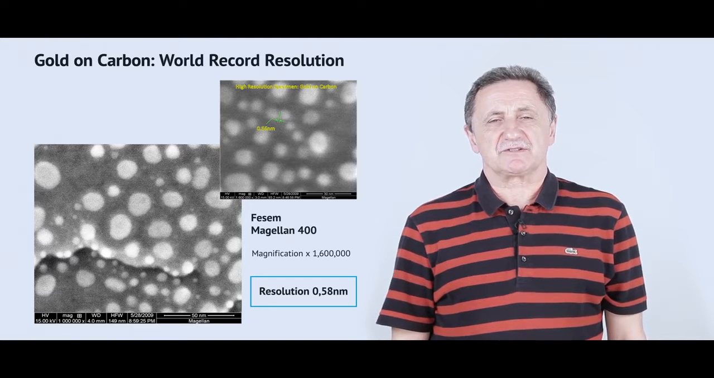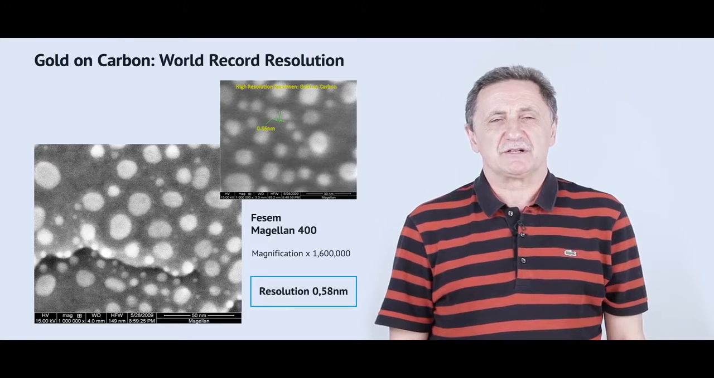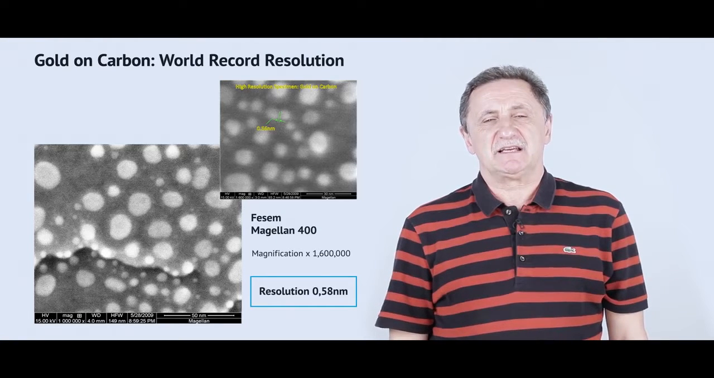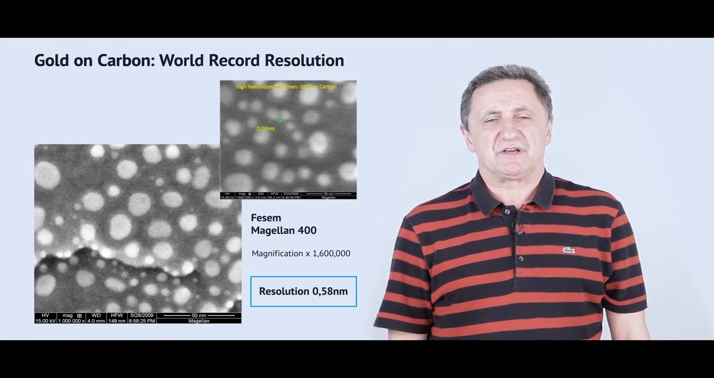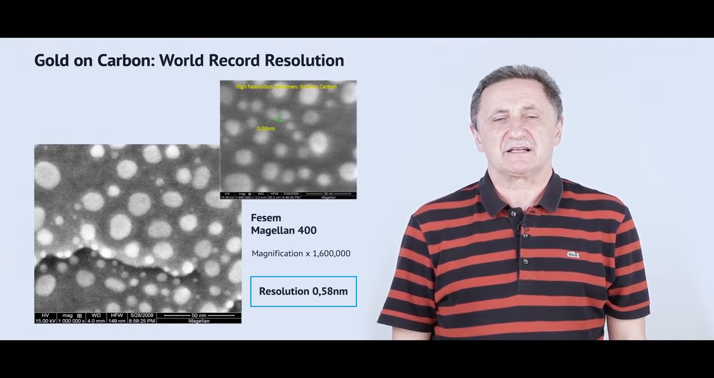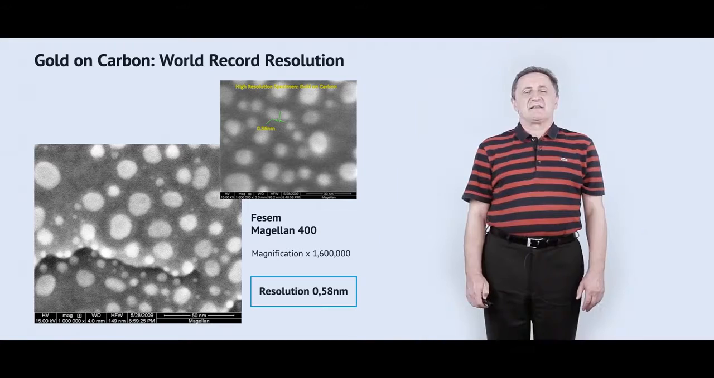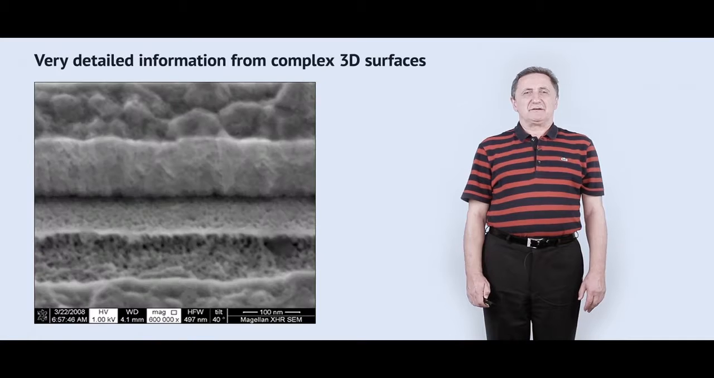A special software package exists which analyzes the quality of these images and gives you information about the reached resolution. In this specific case, you can see that the resolution on this Magellan 400 scanning electron microscope is on the order of 0.6 nanometers. That's an extremely nice device which allows you to see not only microstructure, but also analyze some level of nanostructured material.